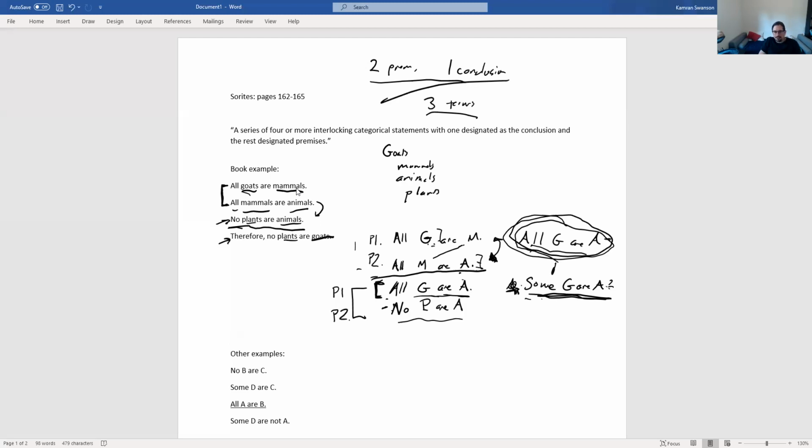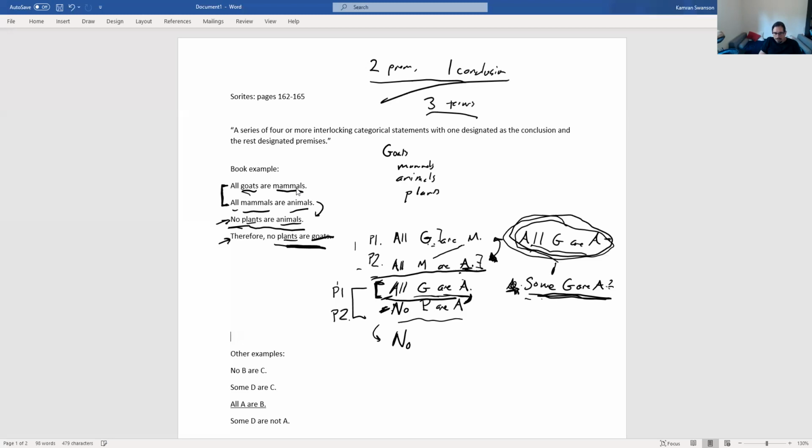So we have this. Now we're going to ask, does this premise fit with this premise? So here we have two premises. Now our A is our middle term. Before, it was our major term. Now it's our middle term. We have no P, R, A and all G, R, A. What might this conclusion be? Well, we're already given a conclusion. Let's see if this fits.